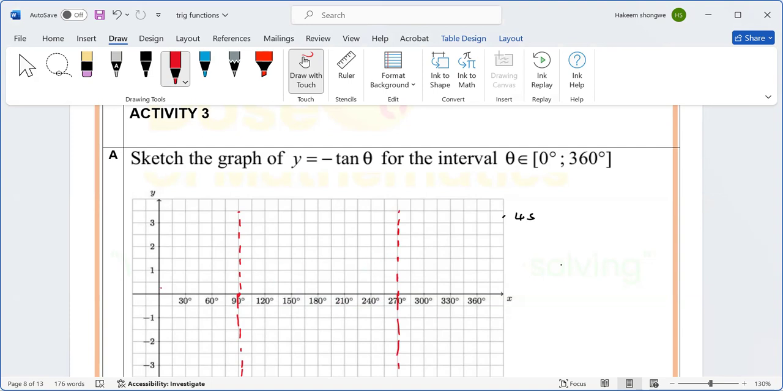Okay, now after that, we're going to connect the dots. The first dot that we had was 0 and 0. Right? After that, we had what? 45 and minus 1. So we have 45, and then we also have minus 1.